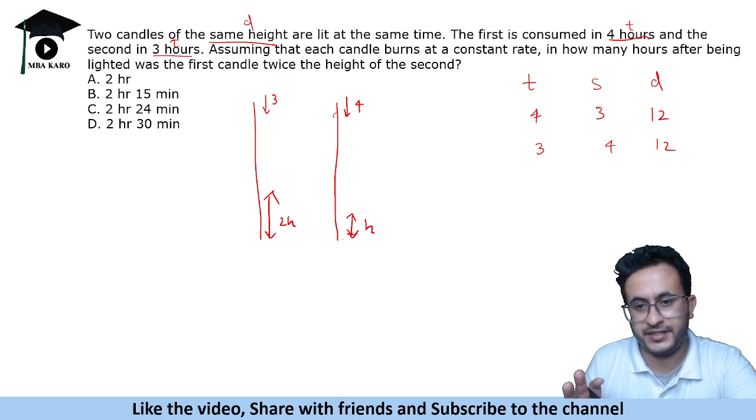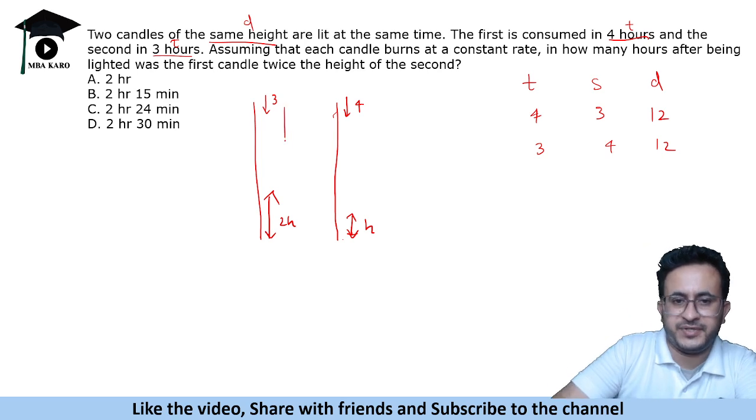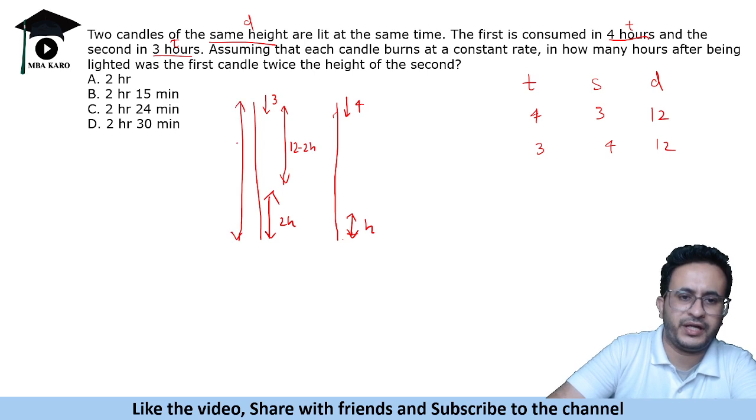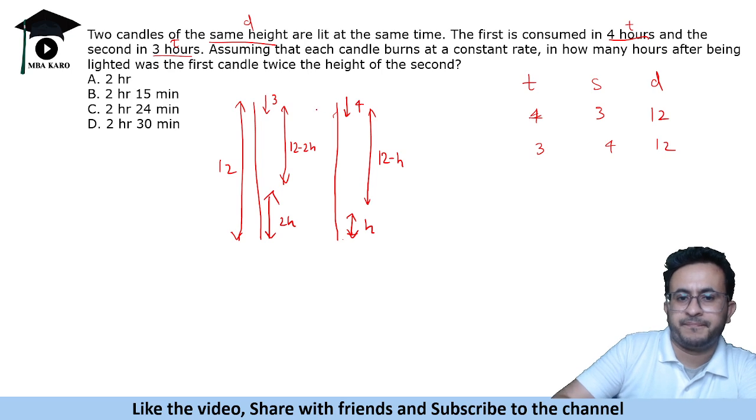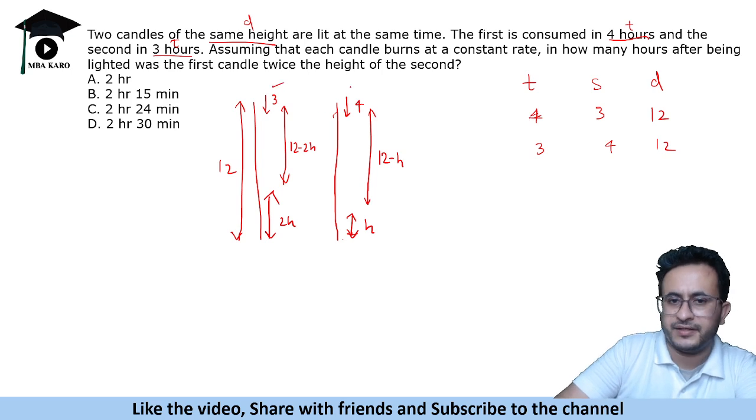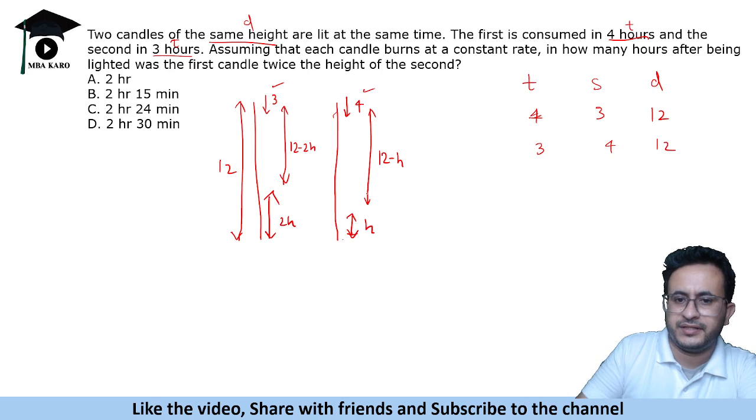So this is the distance. Now what distance has been covered? Distance covered is 12 minus 2h, where 12 is the total height. So this covers 12 minus 2h, and the other covers 12 minus h, right? Now we have to find the time. We know the speed. Speed is given, and the speed of the other is also given. The distance is known.